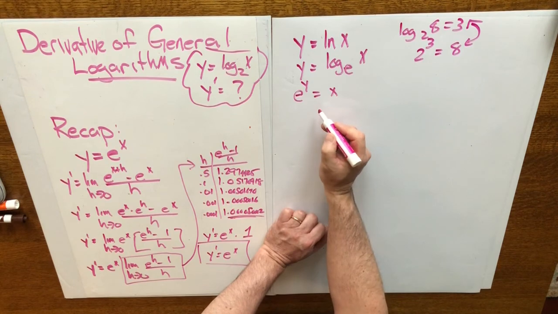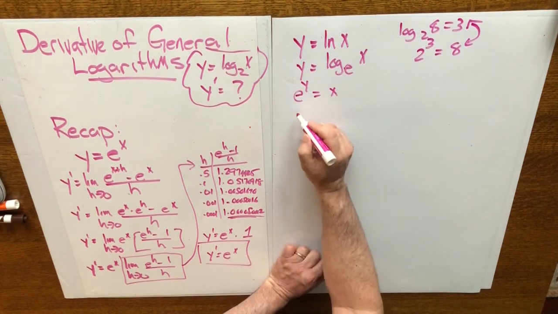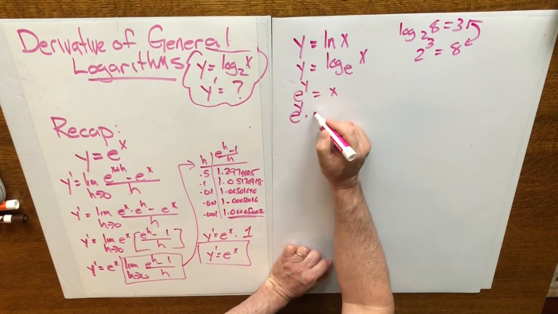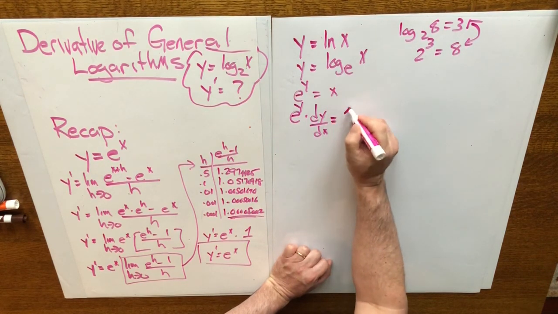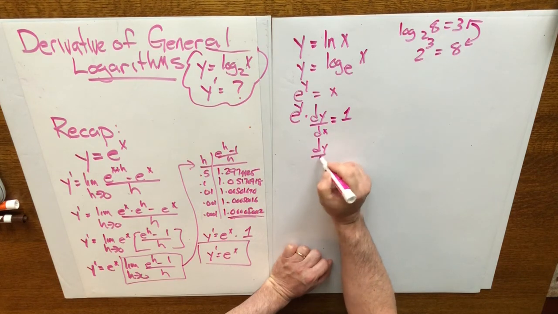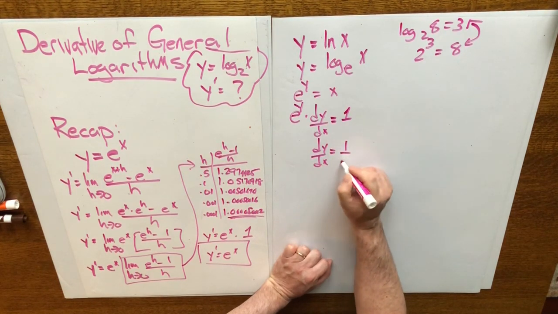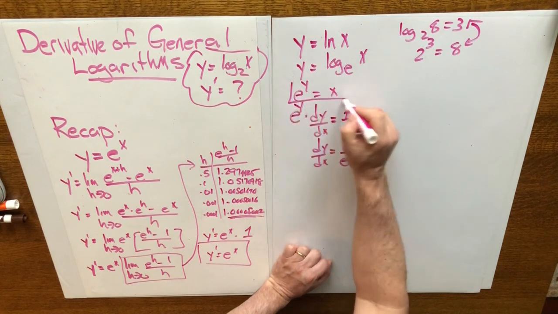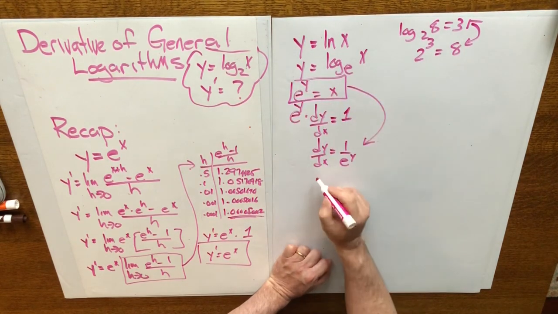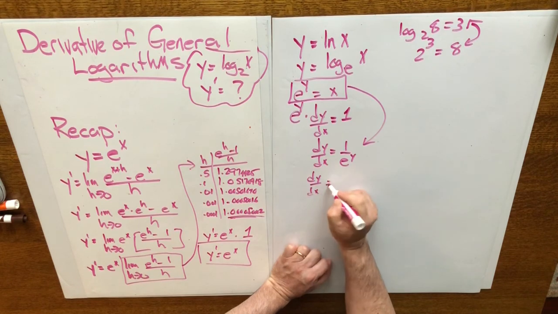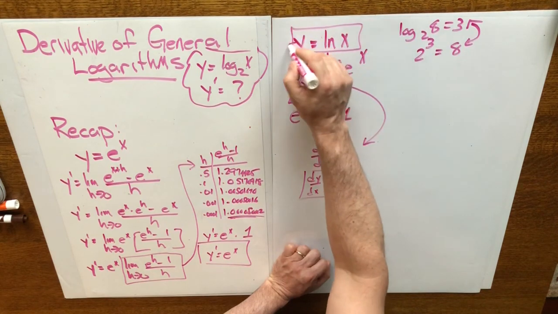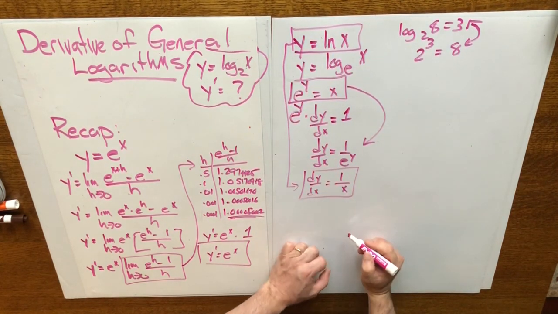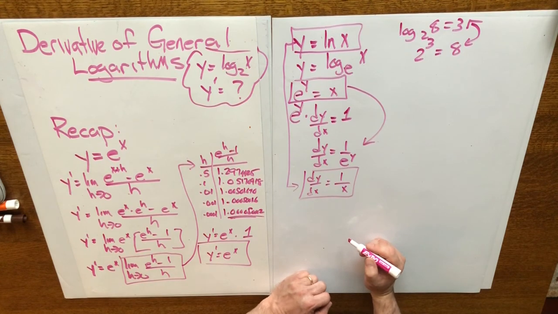So if e to the y equals x, we can use this derivative down here to help us. So the derivative of this would be e to the y times the derivative of the exponent, dy over dx, equals the derivative of x, which is 1. So dy over dx equals 1 over e to the y. And earlier we said e to the y equals x. So dy over dx equals 1 over x. That was the second derivative we established here. If y equals ln x, the log of x to base e, then dy over dx equals 1 over x.